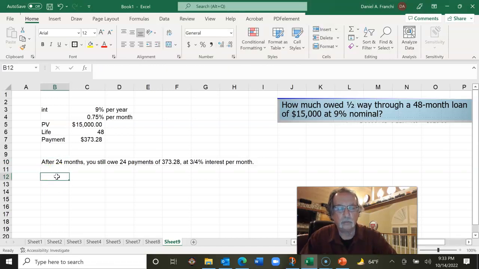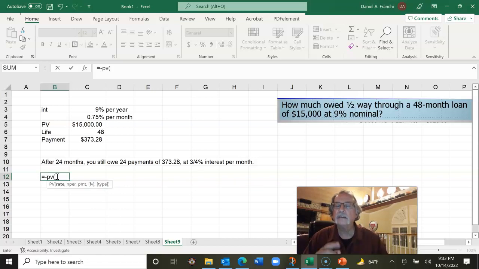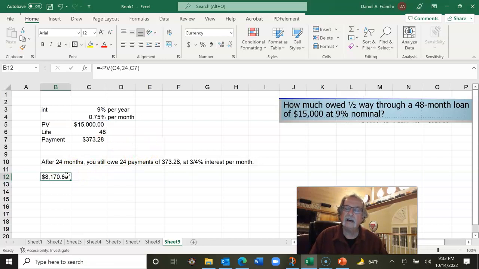Okay, that's the fundamental thing, and we find this with the PV function. So what we owe equals the present value. Let's flip the sign because I want it to come out positive. The rate is still 0.75%. The number of periods is the number of periods left, so we have 24 payments left. And the payment, we owe $373.28. That's how we get the amount owed. So at the end of 24 payments, we still owe a little bit more than half. We owe $8,170.68.